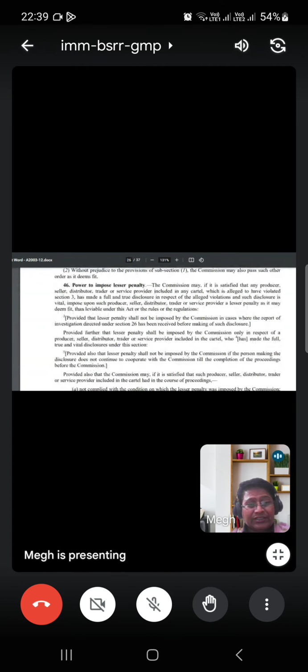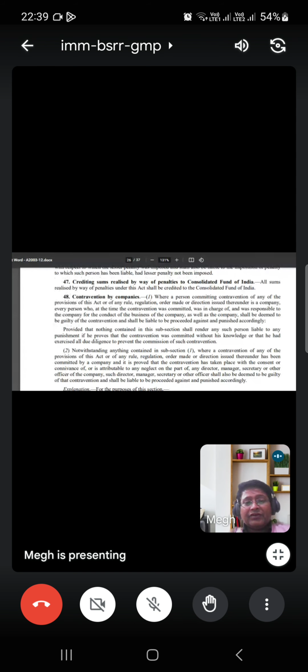And section 48 says that where a person committing the contravention of any of the provisions of the Act, that means any of the provisions, section 3 also, section 4 also, or rule or regulation, order made, or direction issued thereunder is a company, every person who at the time the contravention was committed was in charge of and was responsible to the company for the conduct of the business as well as the company. That means the company is of course liable, but the company is an artificial person. Company does not have a body, company does not have a mind.